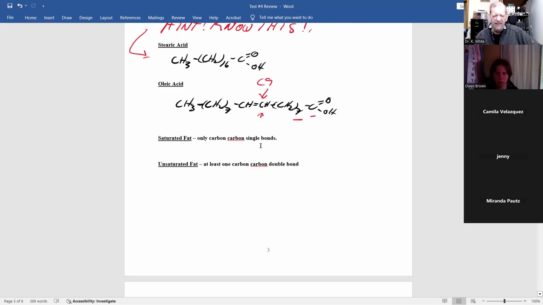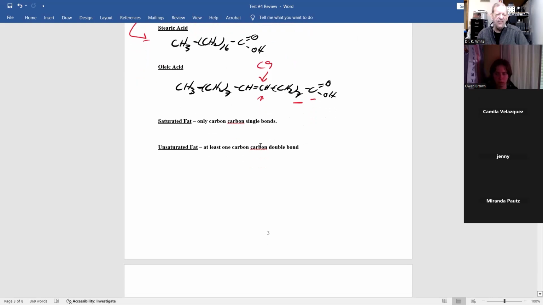Now, I'm not going to write hint again, but you should know a saturated fat only has carbon-carbon single bonds. Unsaturated fat has at least one carbon-carbon double bond. Mother Nature never did triple bonds in anything she ever made. Organic chemists did, but not Mother Nature.